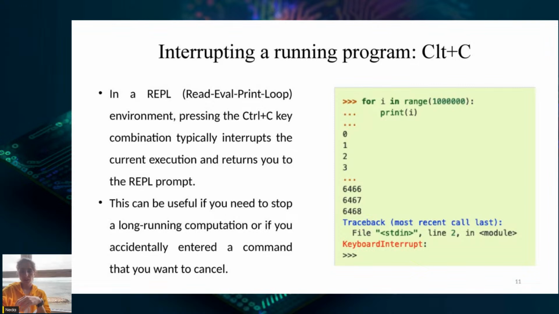Here you can interrupt a running program by pressing Ctrl C, and this will raise a keyboard interrupt which will bring you back to the REPL, providing your program doesn't intercept the keyboard interrupt exception. You can see after printing from i in range 100,000, in the middle when it is at 6,488, I just pressed Ctrl C and it is interrupted and goes back to the REPL, as you can see here.